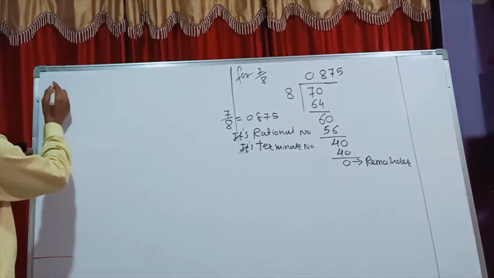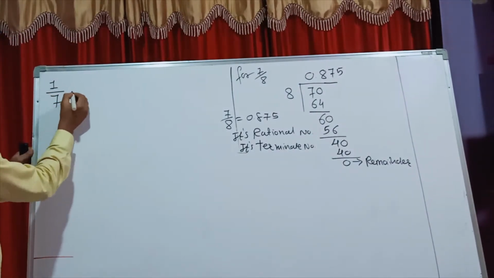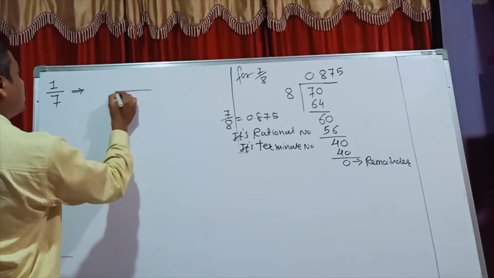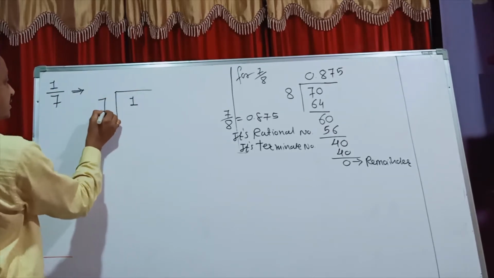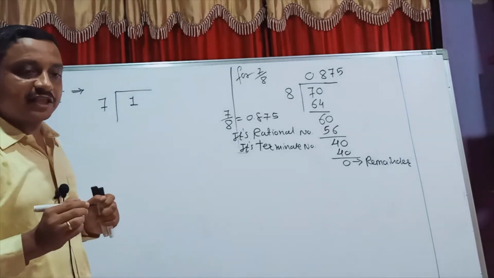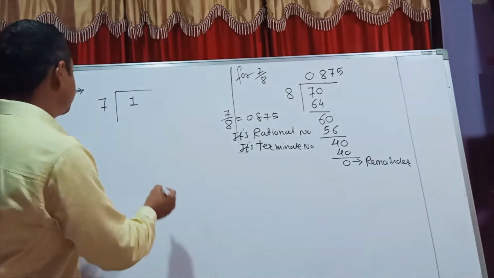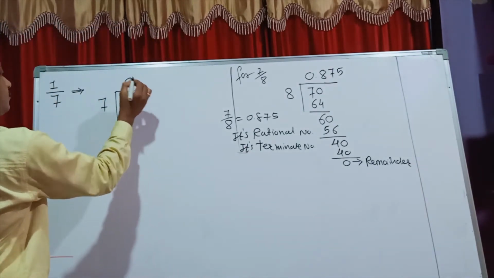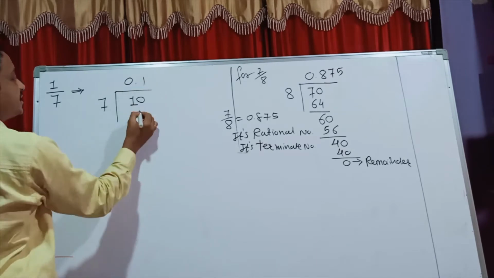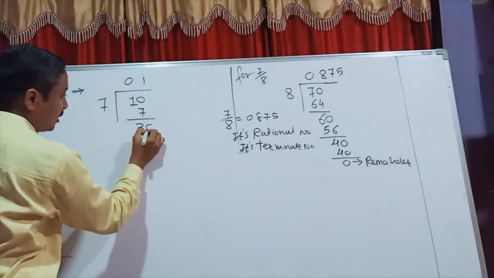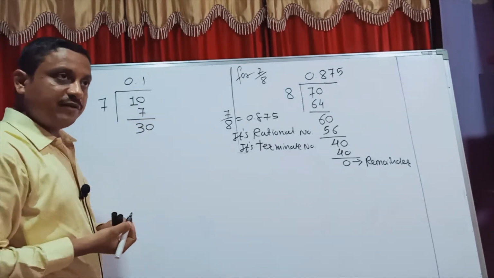So here is one example. Continue to 1 by 7. Again go to long division. Here 1, but here 7. Check them. It is not divisible at first, so 0 point. Here 10. 7 1s are 7. How much remaining? 3. So 30.